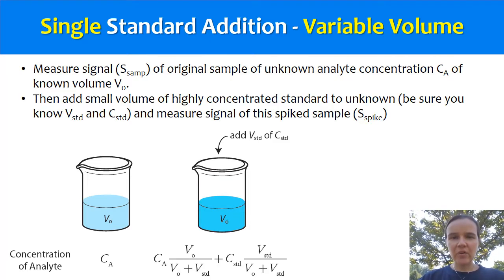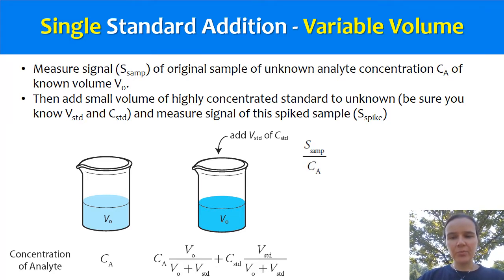Then you're going to add a small volume of the highly concentrated standard to this unknown. You make sure that you know the volume of standard you're adding and its concentration, and you measure the signal of the spiked sample again. You'll notice under the second beaker, which has that deeper color for more analyte, that we do have dilution factors due to the fact that your standard is diluting your solution just that little bit.